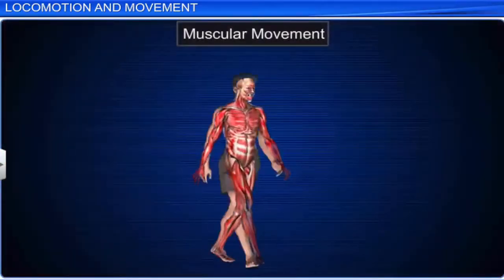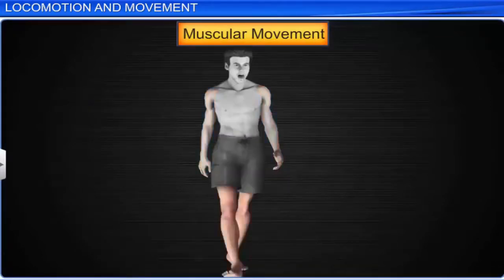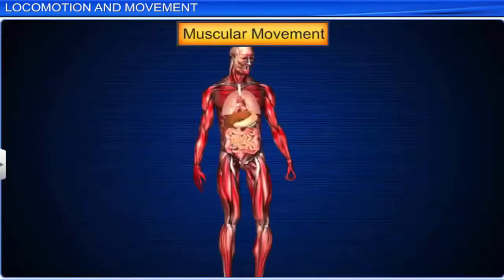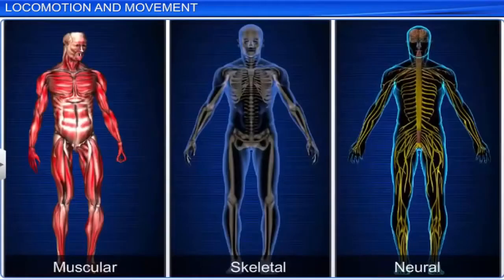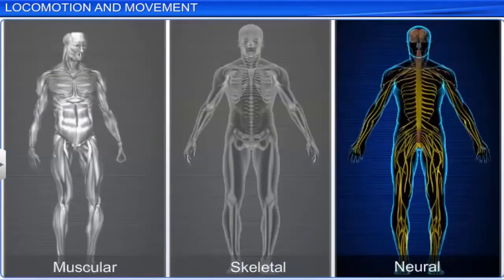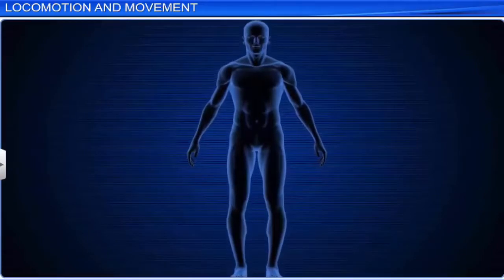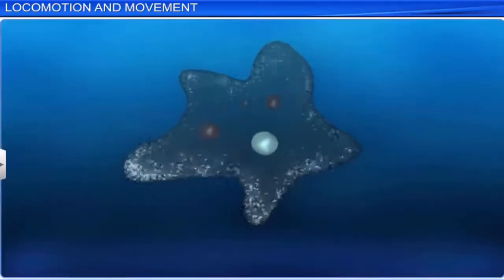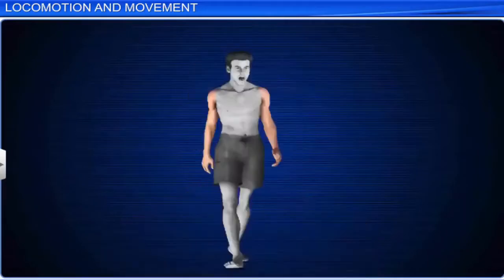The third type of movement is muscular movement, which is seen in the eyelids, tongue, jaws, hands, and legs. The contractile muscles help in body movements and locomotion of the organism. Moreover, locomotion is brought about by the coordination of the muscular, skeletal, and neural systems. Thus, living organisms move from one place to another as well as exhibit different types of movement such as amoeboid, ciliary, and muscular movement of the eyelids, tongue, jaws, hands, and legs.